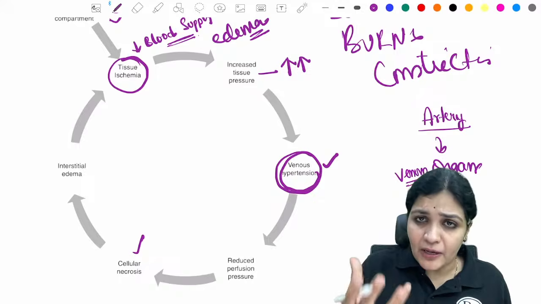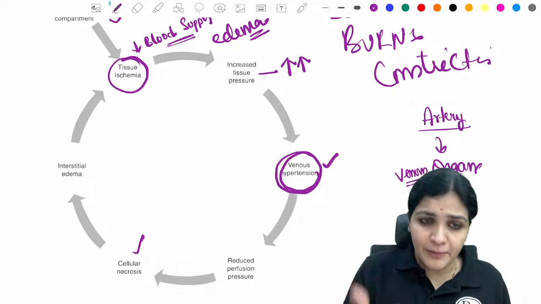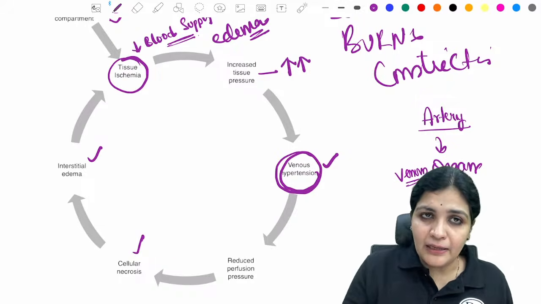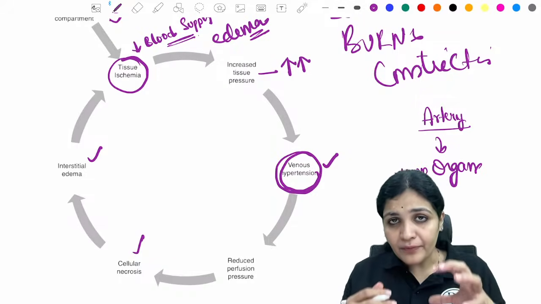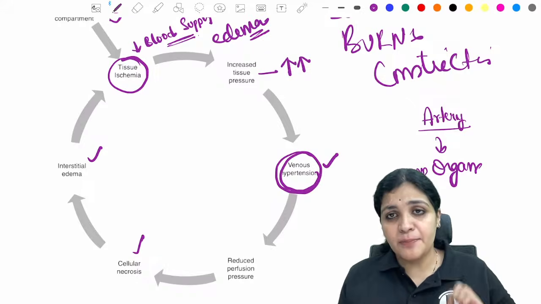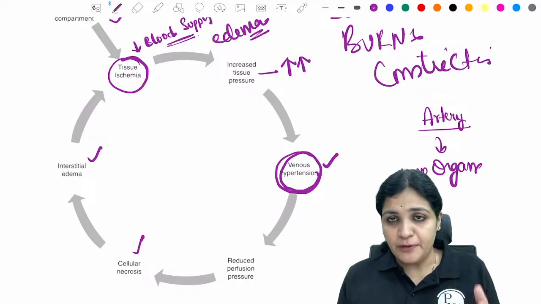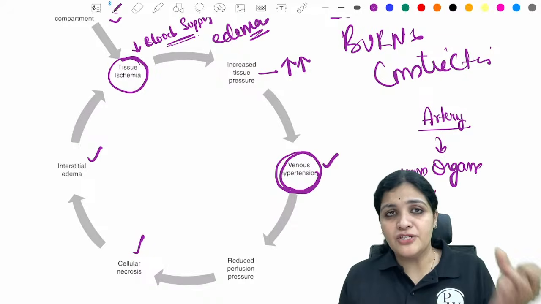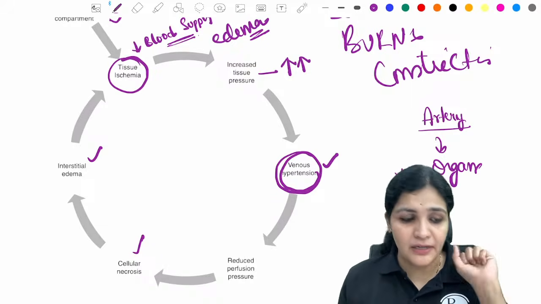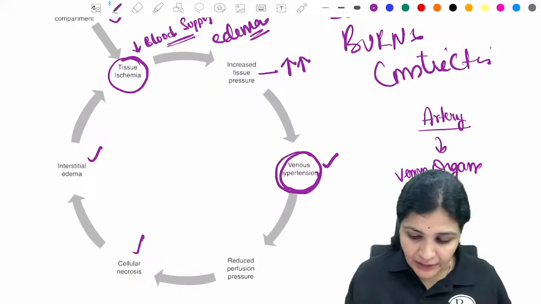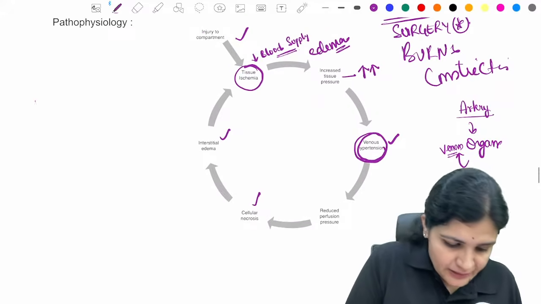So whenever there is necrosis, ischemia, inflammation, again edema. This edema again will result in increased pressure, and increased pressure again will result in decreased perfusion pressure, right? Decreased perfusion pressure again will result in decreased blood flow. So that again will result in tissue ischemia. Understood?